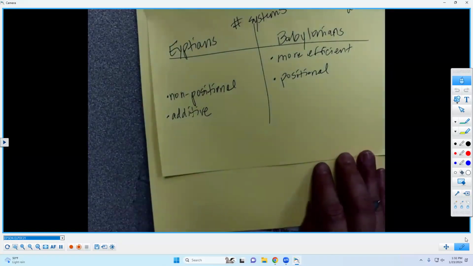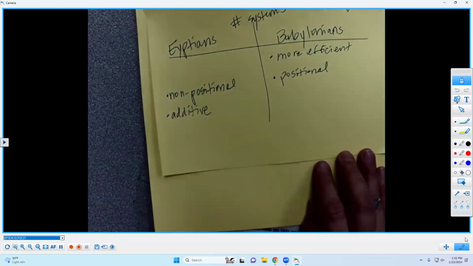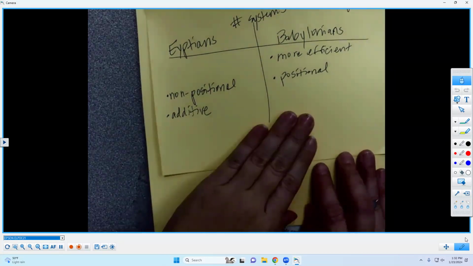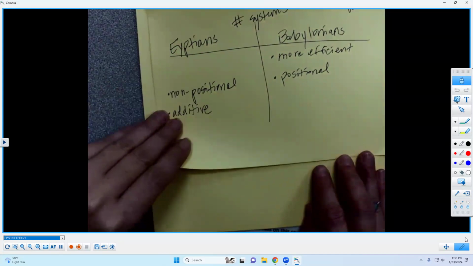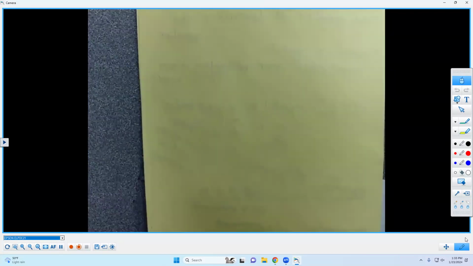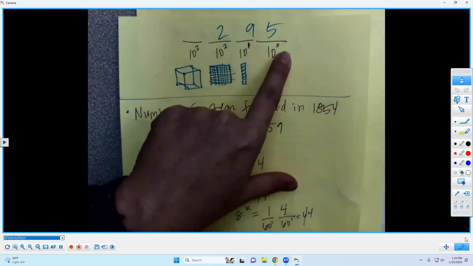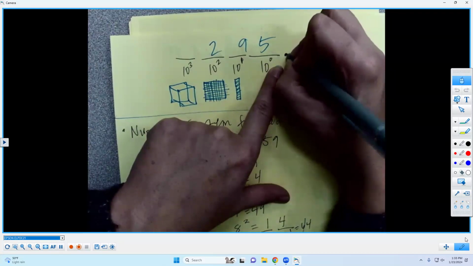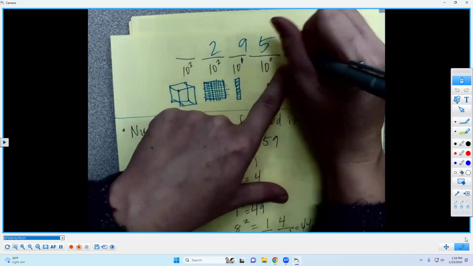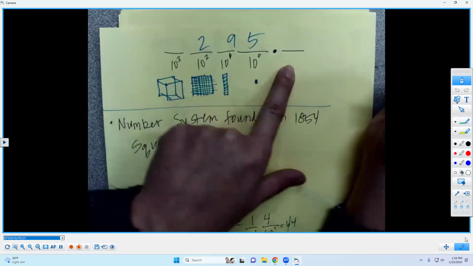Okay, so let's talk about fractions with the Babylonians. And then next time we'll talk about fractions with the Egyptians. Babylonian fractions are actually much better than the Egyptian fractions. So fractions with Babylonians. Before I do that, let me go back to base 10. Fractions in base 10, we usually use decimals to represent this, but the idea is if I put a decimal point right here, what would the next place value be here?